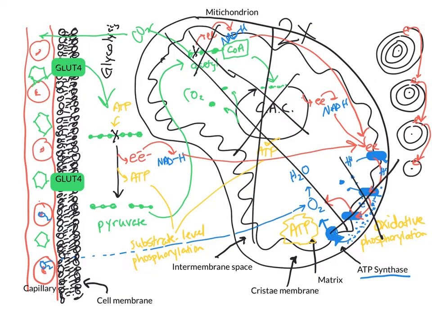So the question becomes, can we make ATP without the mitochondria? And it turns out that, yeah, if you remember, there's a tiny bit of ATP made by substrate level phosphorylation during glycolysis. And so we do make a tiny bit of ATP. And so that's what we can do to stay alive.